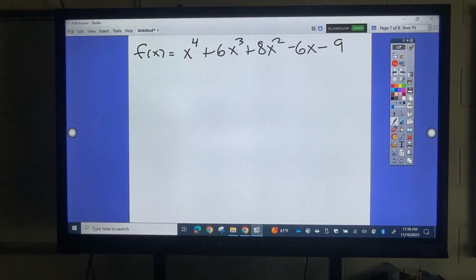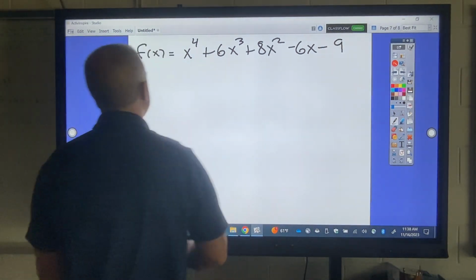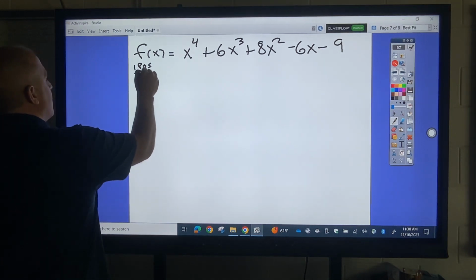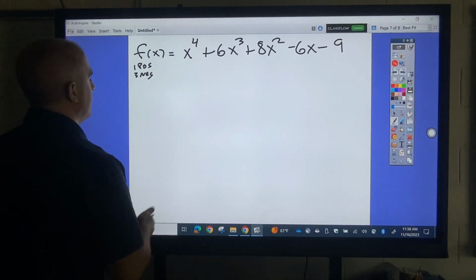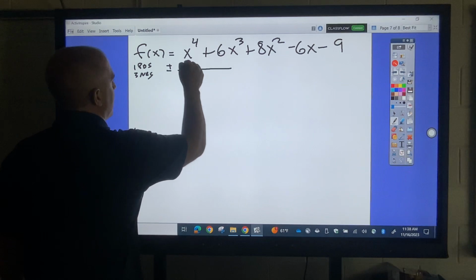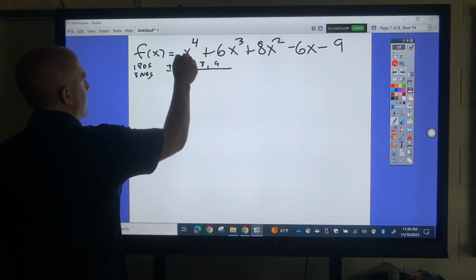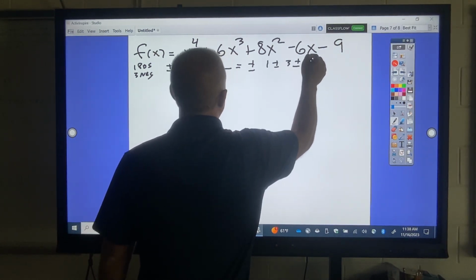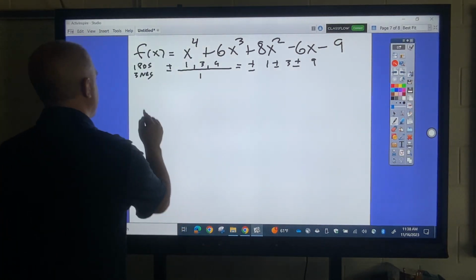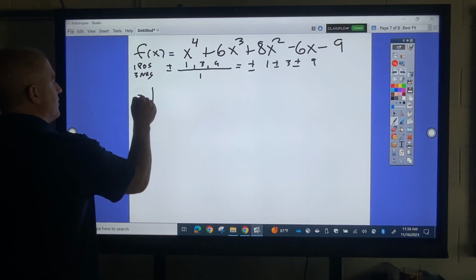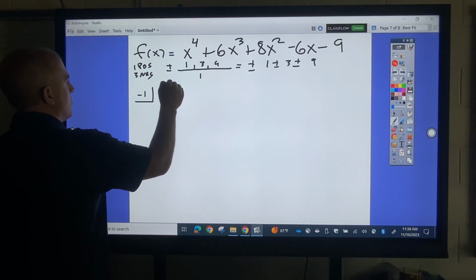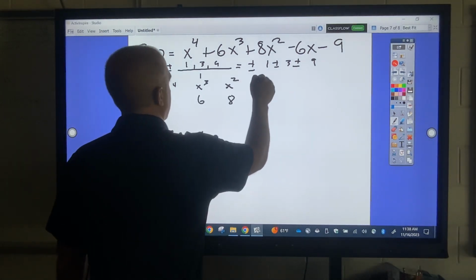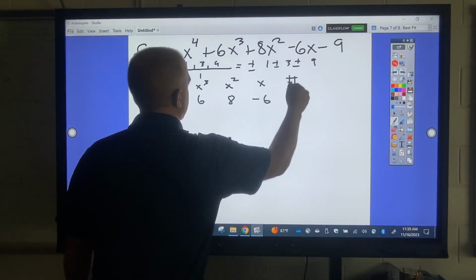So I've got one sign change, so that's 1 positive. That means I have to have 3 negatives. My possibilities are plus and minus factors of 9, which are 1, 3, and 9. Factors of 1 are 1. That's easy. So these are the only ones I'm going to have to try. I'm going to try the negatives, so negative 1. So x to the 4th, 1, x cubed, 6, x squared, 8, x negative 6, number negative 9.